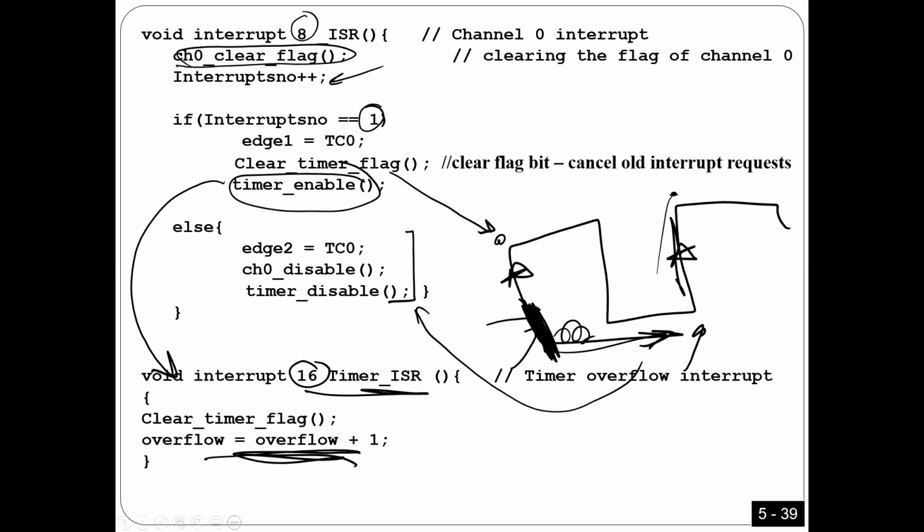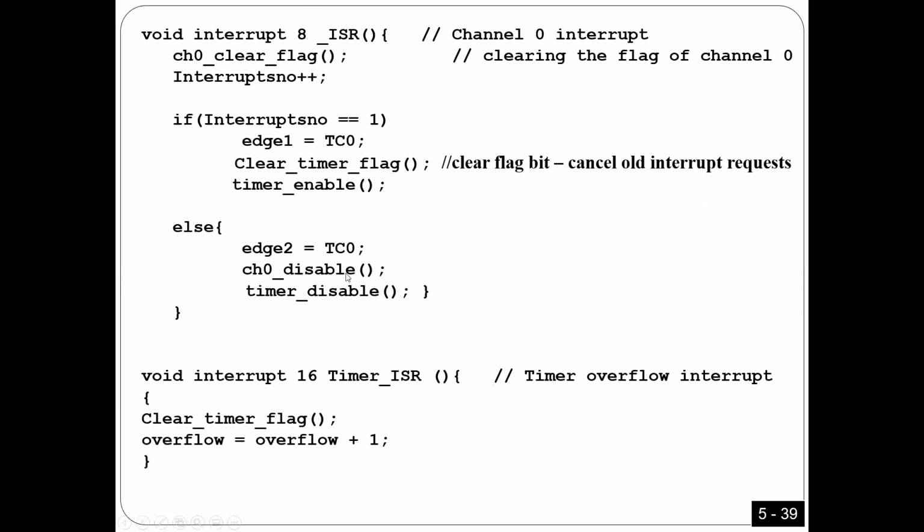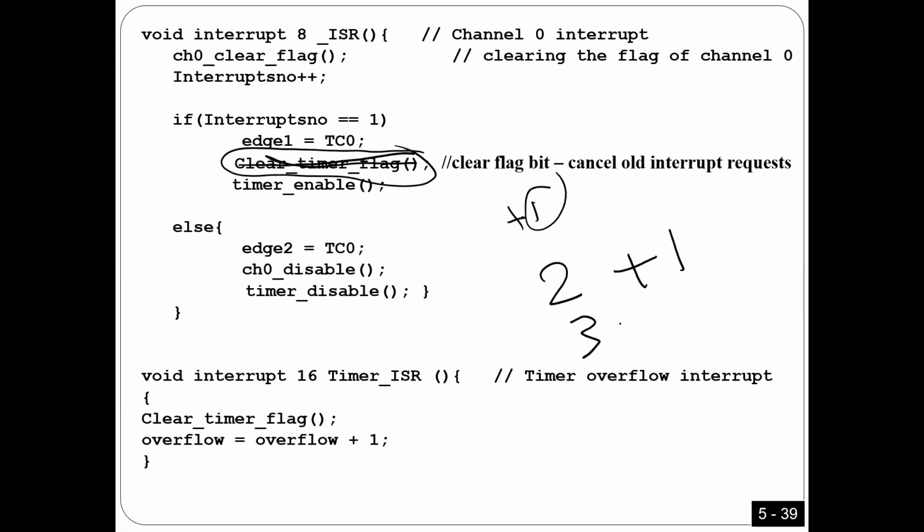Another thing which is very tricky, but very interesting to learn: you also have to clear the flag bit here. Honestly, when I did this program the first time, I forgot to add this one. When I ran it, I found a mistake. The overflow count was always one more than what I was expecting. If I'm expecting 2 overflows, I got 3. If I'm expecting 3, I got 4. You got what I'm saying? So there is always one more.